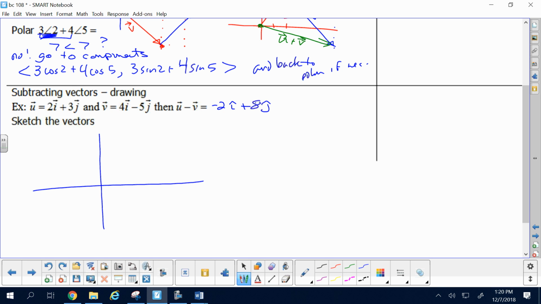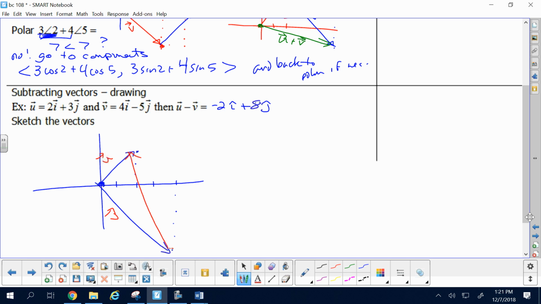If we were to sketch the three vectors at play here and how they relate to each other, u is right 2 up 3. And we'll draw that in standard position, which is to say for the orange, 4, negative 5 is right 4 down here. Okay? Now if I were to picture u minus v in relation to those two, would I go from the end of v towards u, or is it the other way from the end of u towards v?